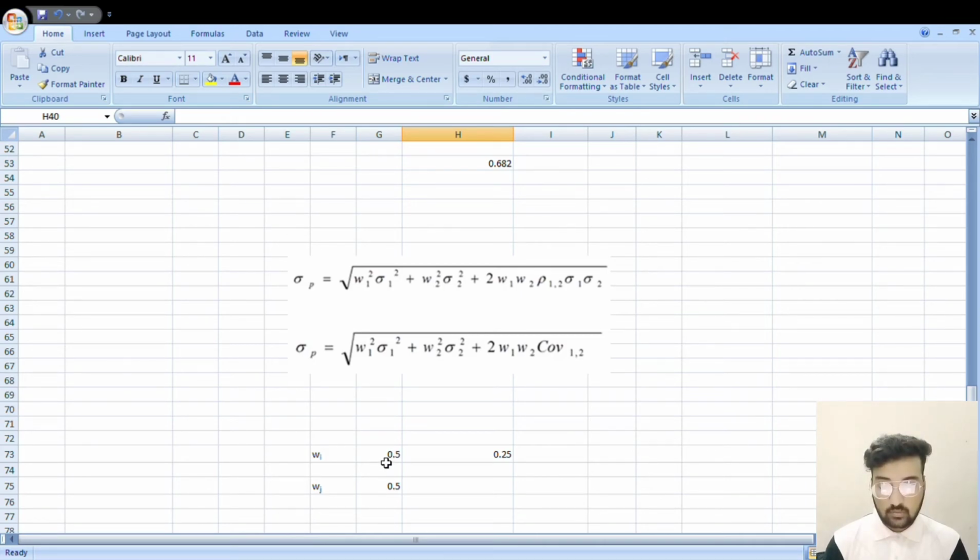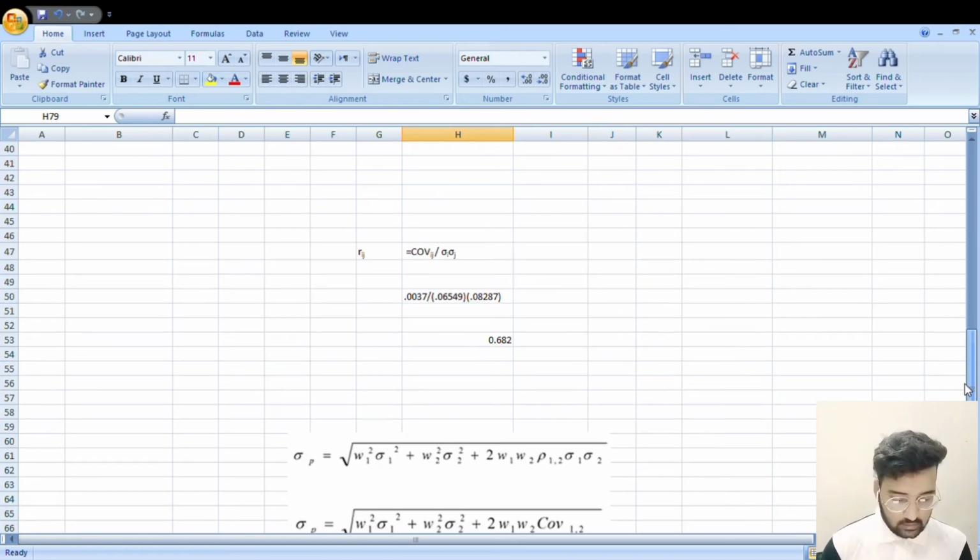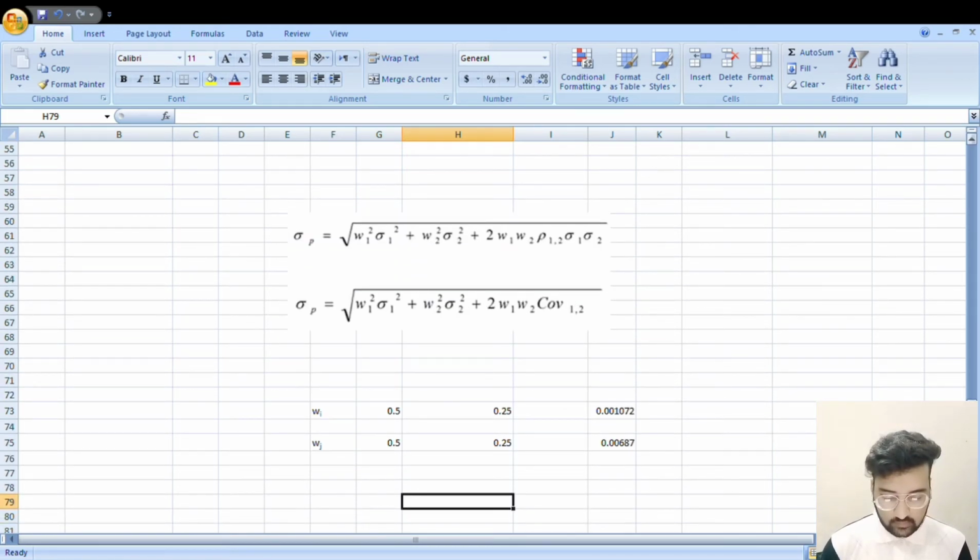This is the formula of standard deviation of a portfolio. We assume the weights of both companies are 0.5 and 0.5. So now we have to find the standard deviation of the portfolio for both of the companies. As you see on the screen, this is the formula of standard deviation of a portfolio.